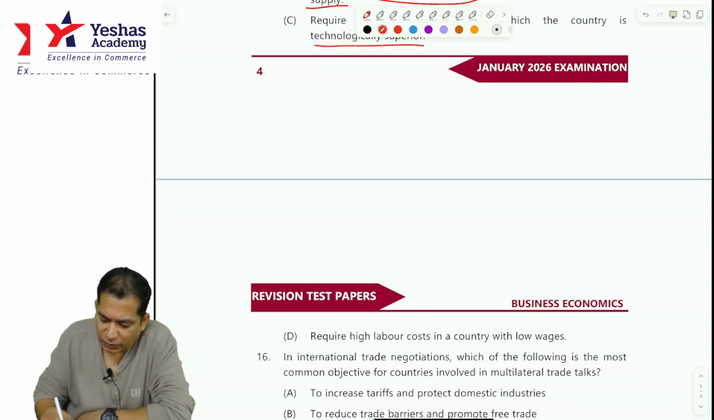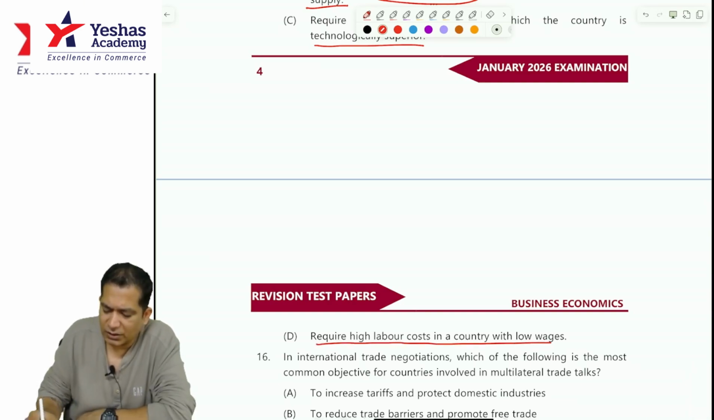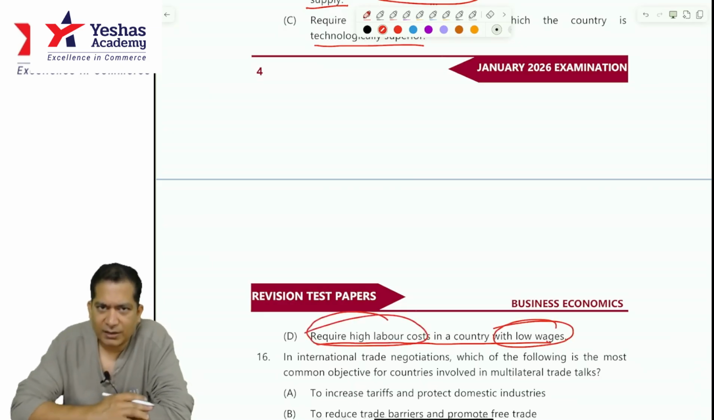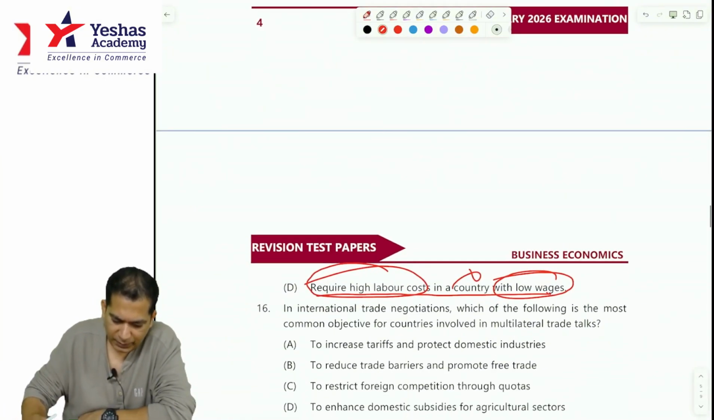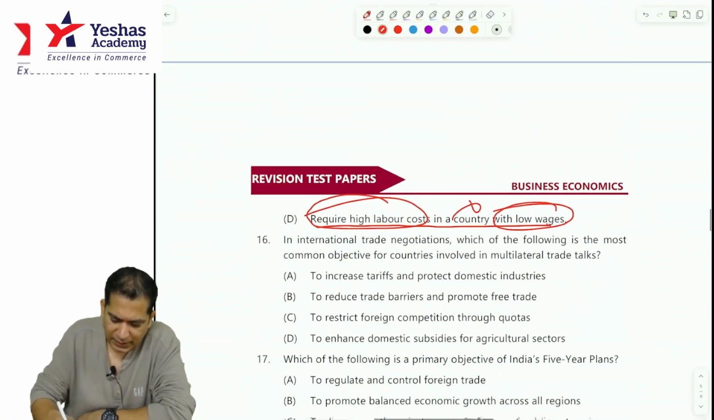Require high labor cost in a country with low wages. The question is again contradiction. If there are low wages in the country, then how can the labor cost be very high? Understood? Contradictory option.